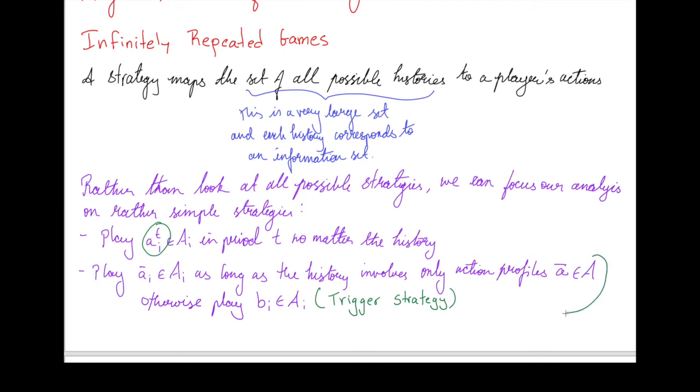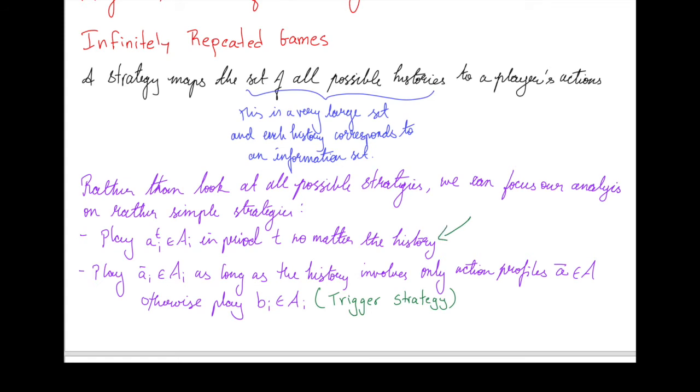But it is dependent on the history in a very specific way. It says, as soon as somebody switches from a bar, you also switch from a bar to b. Otherwise, you stick to a bar. So these are just a couple of types of strategies that we could play, and they're relatively simple to describe.